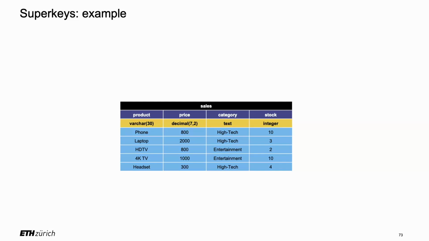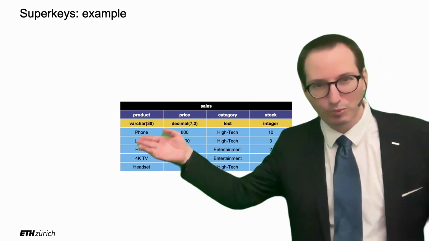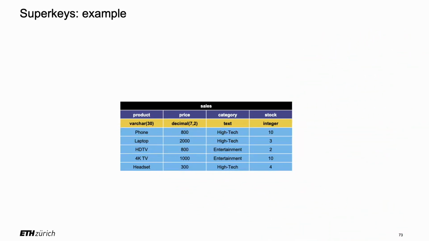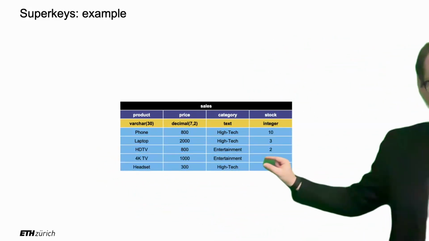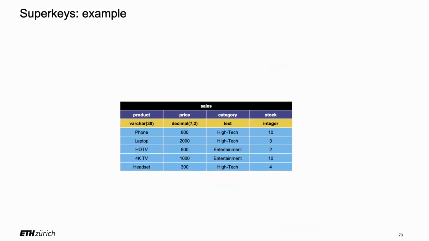Yes? Product. Yes, absolutely. Product is a super key. How do you see it? It's all different values in there. So if I tell you product is phone, then you know that this is the one. There's only one tuple that does that. If I say a product is a 4K TV, that's the only one, right? So indeed, it is absolutely correct that product, a singleton set of attributes, only has one. Product is a super key.